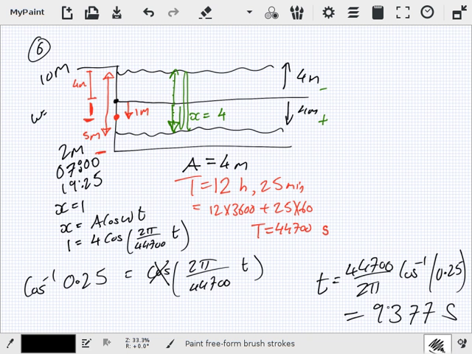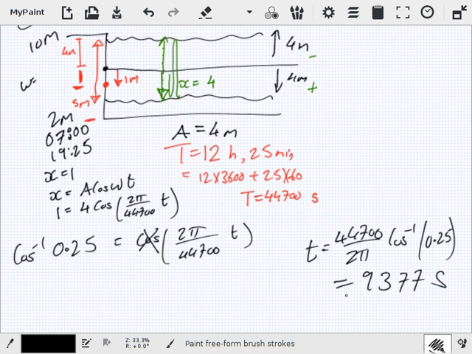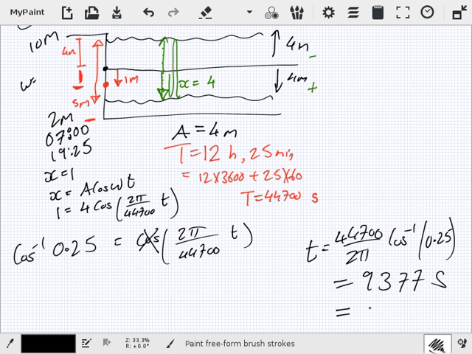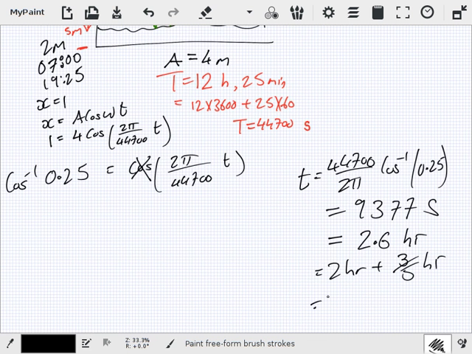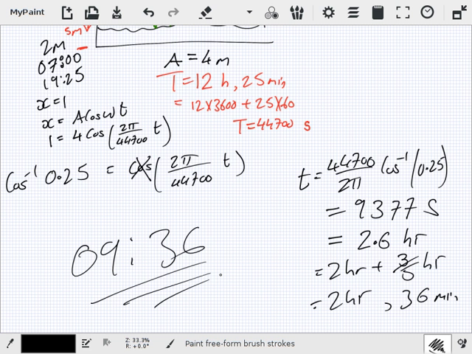Seconds. Now we have to work out how many hours that is. Could you divide that by 3,600? What do you get? 2.6 hours, which is 2 hours and 3/5 of an hour. How much is 3/5 of an hour? 36 minutes. So that's 2 hours and 36 minutes. Low tide is at 7 o'clock. So if we start at 7, then it'd be 9:36 is the answer.